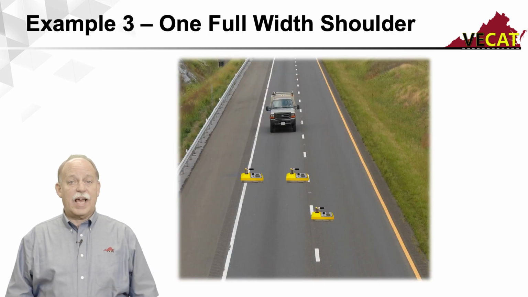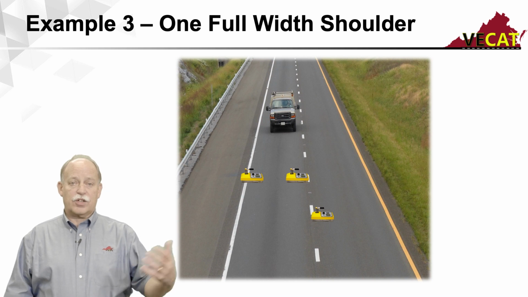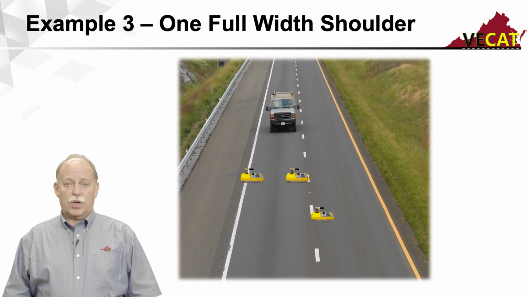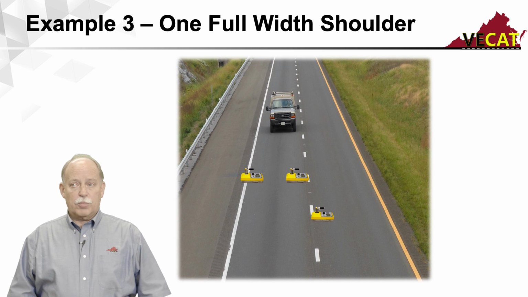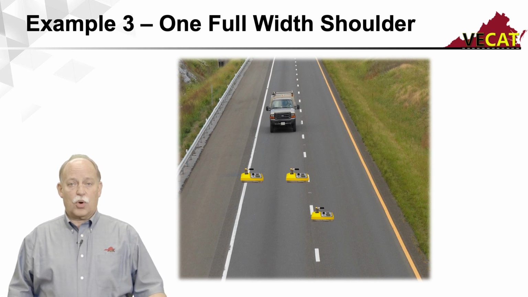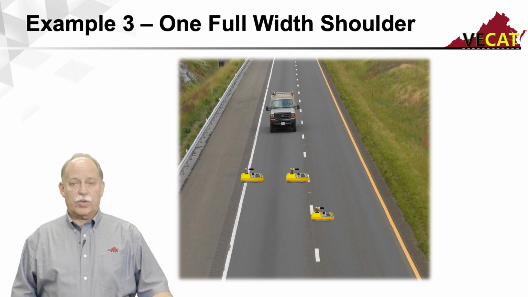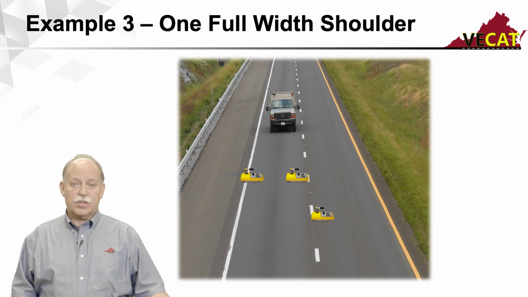Now let's look at one that has a full shoulder. So in this instance, you'll see that you actually have a full shoulder on your travel lane, but over on the opposite side, on the passing lane, you have a very narrow shoulder that, again, that one will be paved with that operation. So now in this instance, you have 2 longitudinal joints.